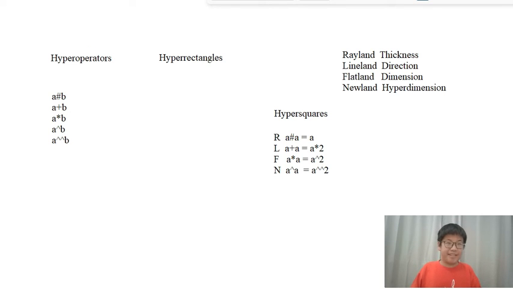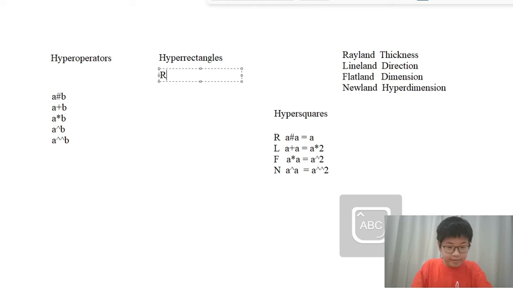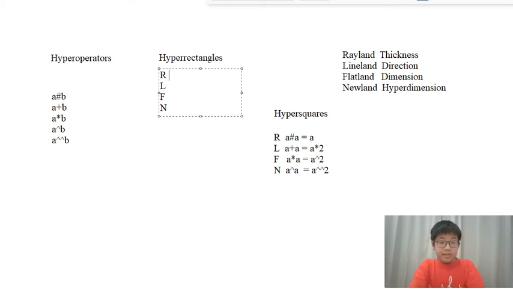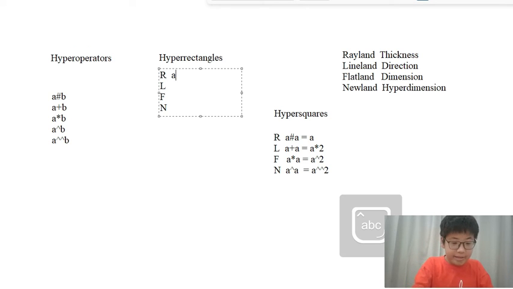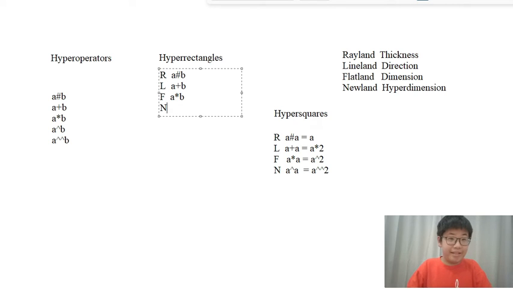Now, hyperrectangles. In Rayland, Lineland, Flatland, and Newland. In Rayland, it is A compare B. In Lineland, it is A plus B. In Flatland, it is A times B. And in Newland, it will be A to the power of B.